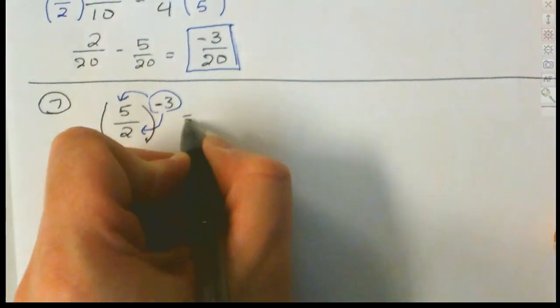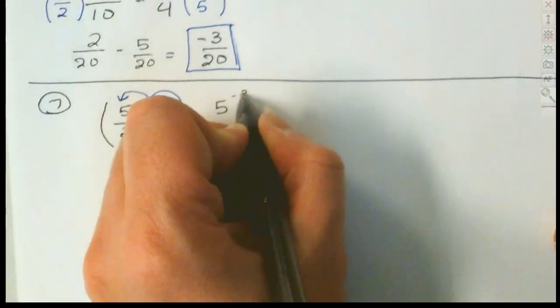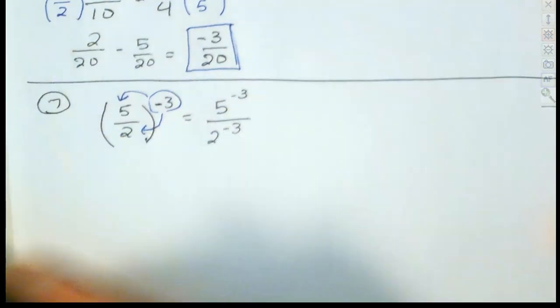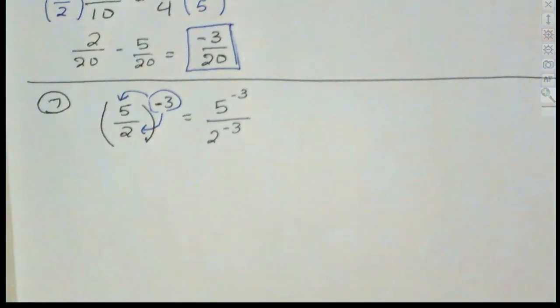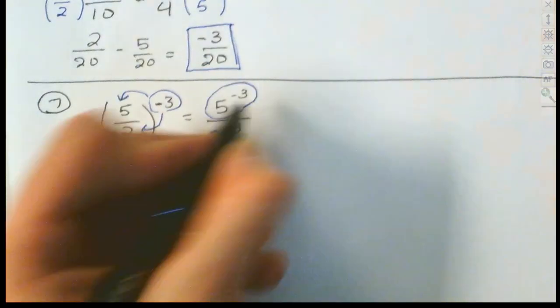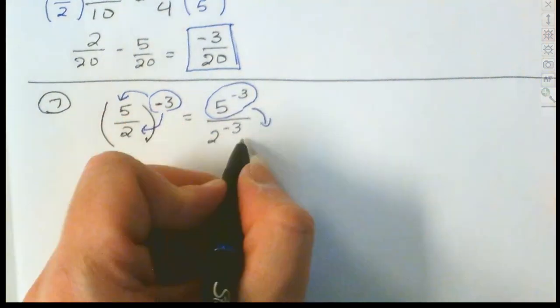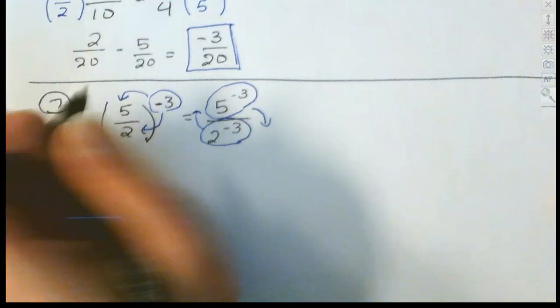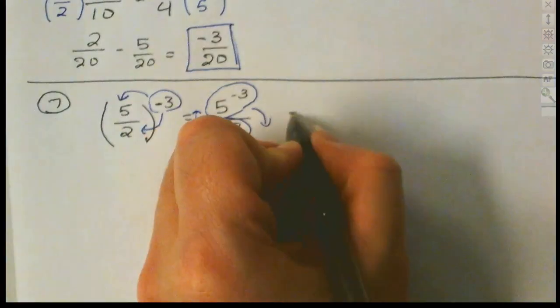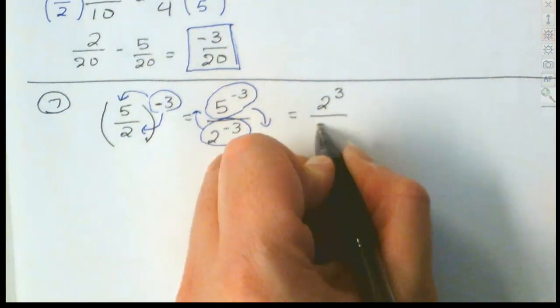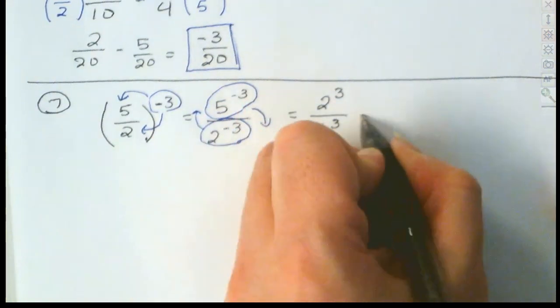And then I'm going to rewrite this as 5 to the negative third over 2 to the negative third. And what happens with these negative exponents? Negative exponents, they get flipped around. So this one's going to go down. This one's going to come up. So that gets rewritten then as 2 to the third over 5 to the third.